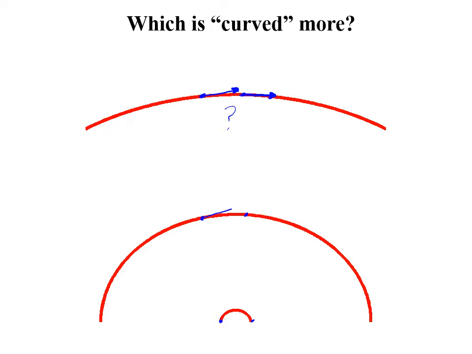Here on the middle one is a tangent vector, and here is a tangent vector. What's the difference in those two? Here is a tangent vector, here is a tangent vector. How much difference in those two?